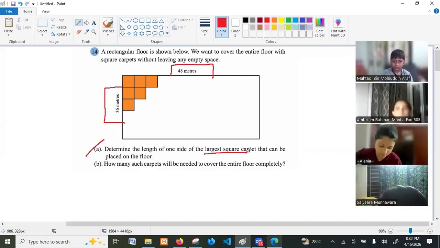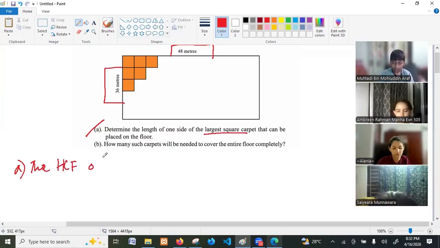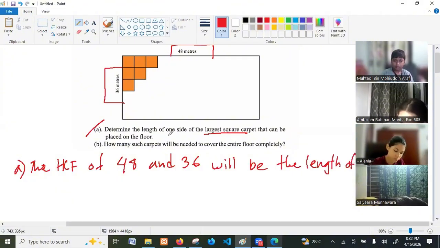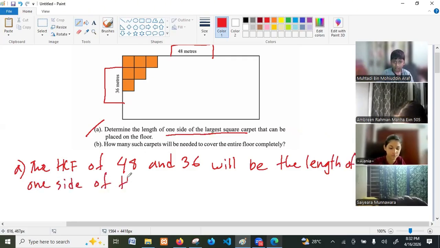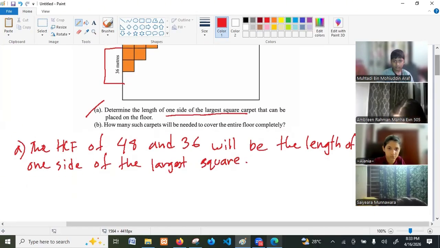So for the first one, we can apply our LCM HCF knowledge, right? As they are asking for the largest, that means we need to do the HCF. We will write that the HCF of 48 and 36 will be the length of one side of the largest square. Okay, so the teacher will understand that the student understood that they have to do HCF.